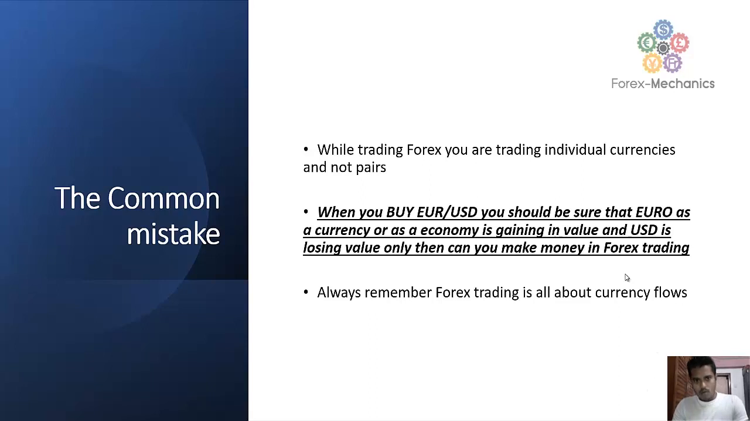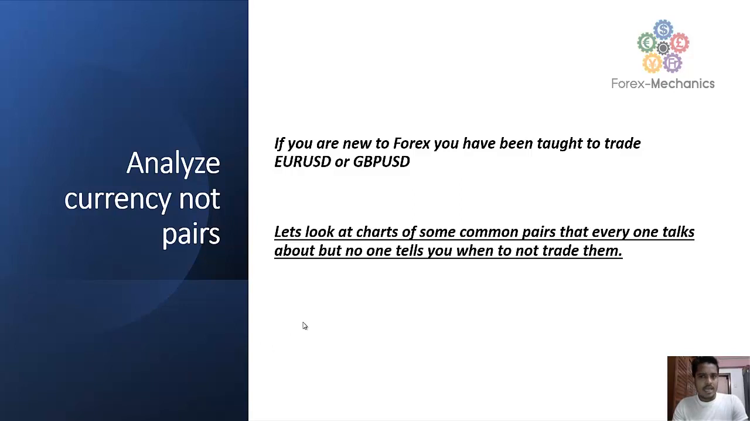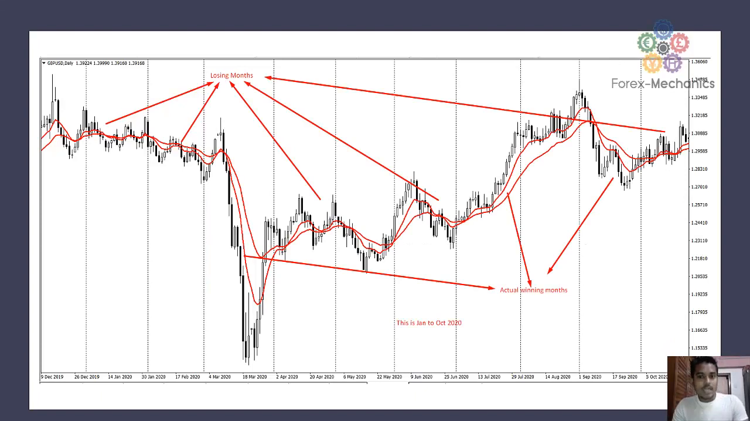Now, when we talk about currency strength and weakness, everyone really talks about currency pairs, right? You've been told to trade euro dollar, pound dollar, dollar yen, and so forth. But unfortunately, everybody talks about these common pairs, and no one really tells you the actual logic behind it. Unless you know that, it's really pointless looking at the forex market, right? So here we're going to look at some examples.